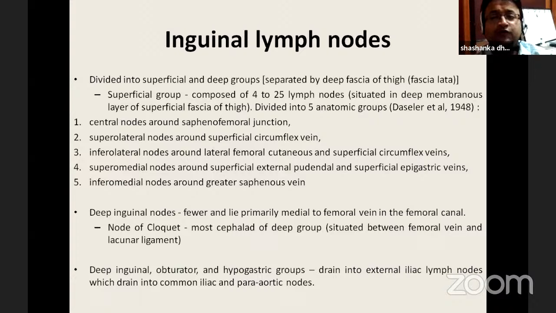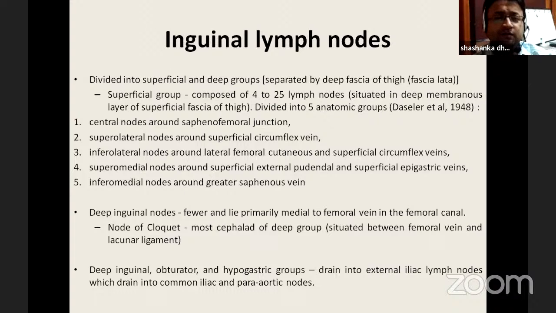They're divided into 5 anatomic groups. Remember, 1, central, around the saphenofemoral junction. 2, superolateral, around the superficial circumflex vein. 3, inferolateral, around the lateral femoral cutaneous and superficial circumflex veins. 4, superomedial, around the superficial external pudendal and superficial epigastric veins. I'll come to the anatomy of the saphenofemoral junction later in my class today. 5, inferomedial nodes around the great saphenous vein. So central, superolateral, inferolateral, superomedial, inferomedial. It's very easy.